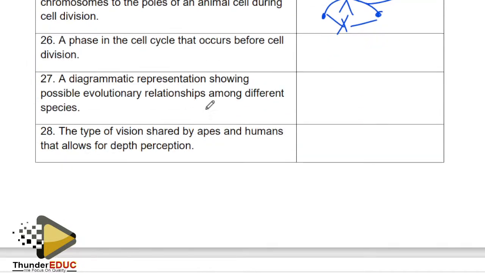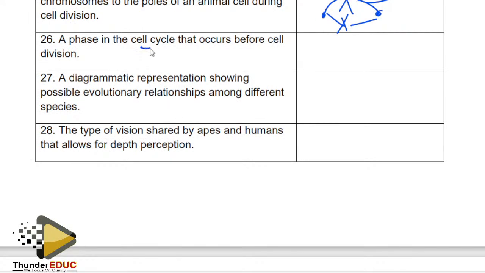Cell cycle, a phase in a cell cycle. Yes, they're not saying the phase in meiosis. They're saying cell cycle. So it means that you talk about interphase.